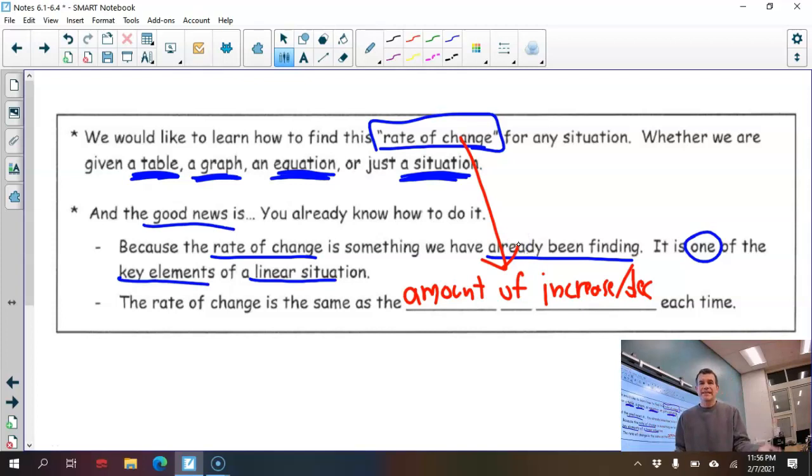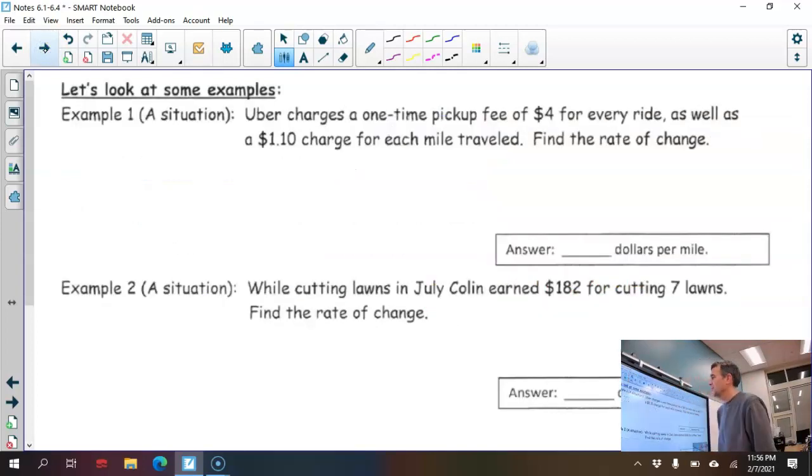When we were writing linear equations, right, we had to find the beginning amount and we had to find the amount of increase each time. And the amount of increase each time is the rate of change. It's how much something goes up each 1 unit. So let's see some examples. All right, so this first one is a situation, right? Uber charges a one-time pickup fee of $4 for every ride, as well as a $1.10 charge for each mile. Find the rate of change.